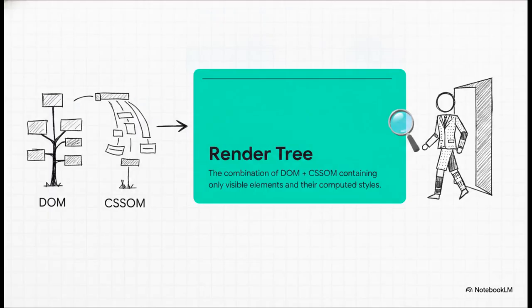So how does this come together? The browser merges the DOM and the CSSOM to create the render tree. Now, this tree only contains the visible elements and their final computed styles. This is our fully dressed skeleton, ready to step out the door.